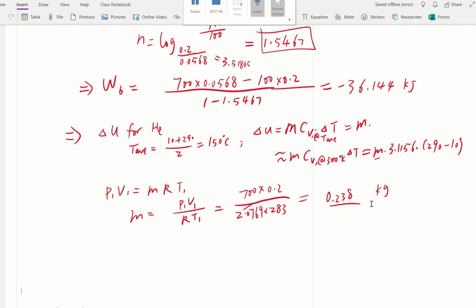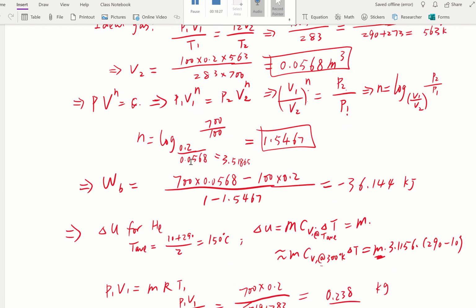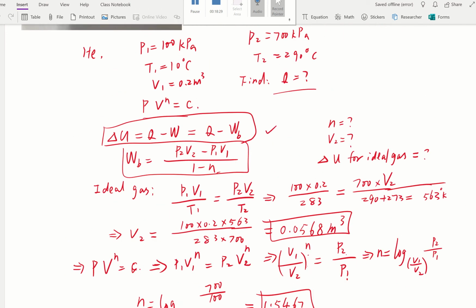And plug back in. Now we know delta U is going to be, bringing back the mass, 0.238, times 3.1156. That's the specific heat at constant volume at 300 Kelvin, which is approximate. Then times delta T. Then we can find delta U in the unit of kilojoule. Here we have 207.79.